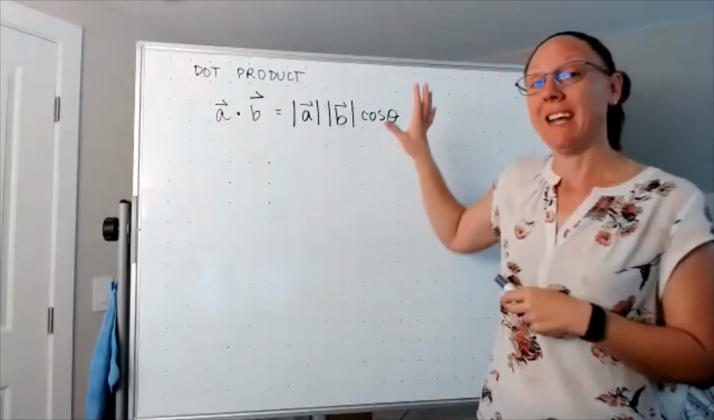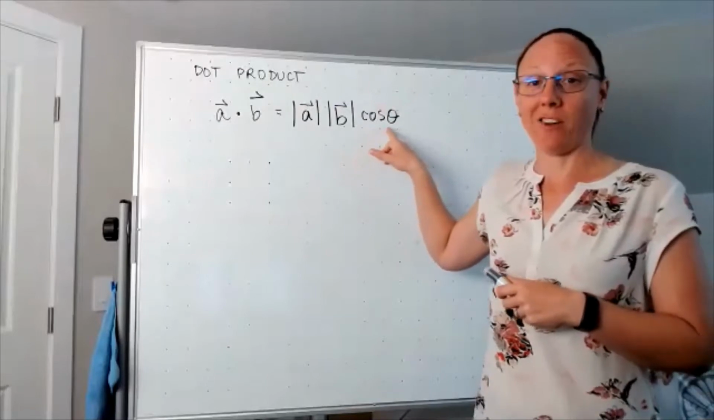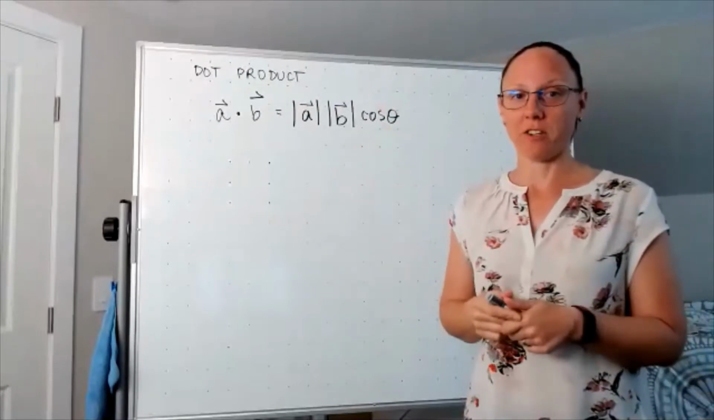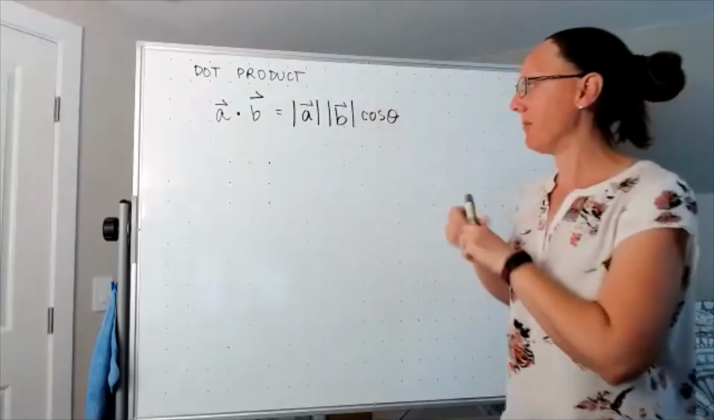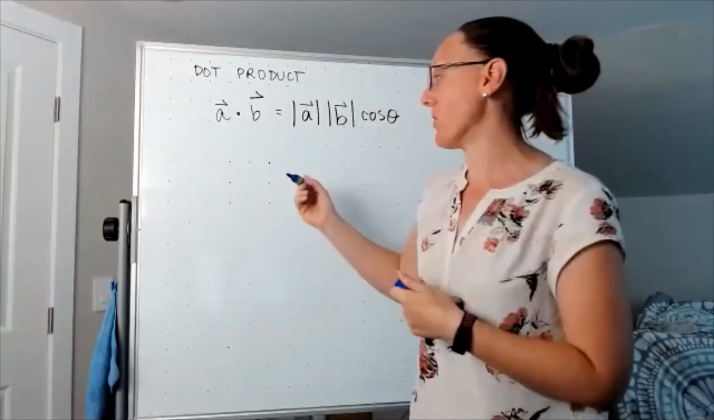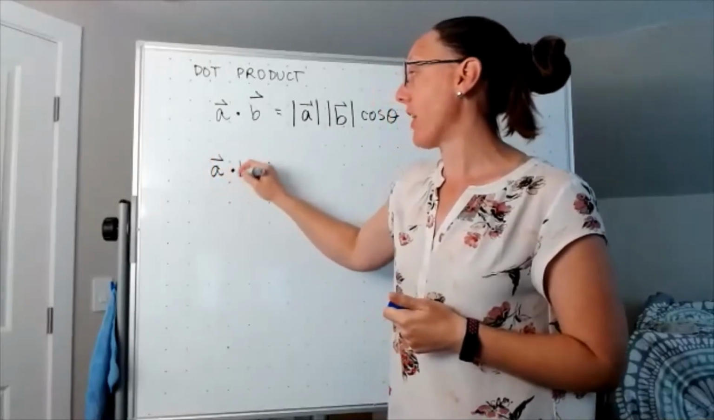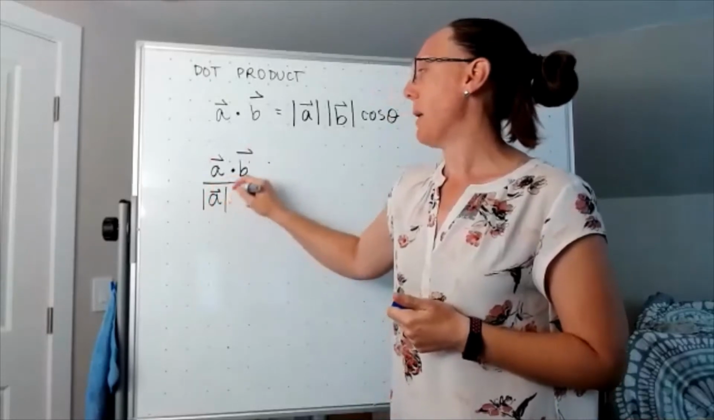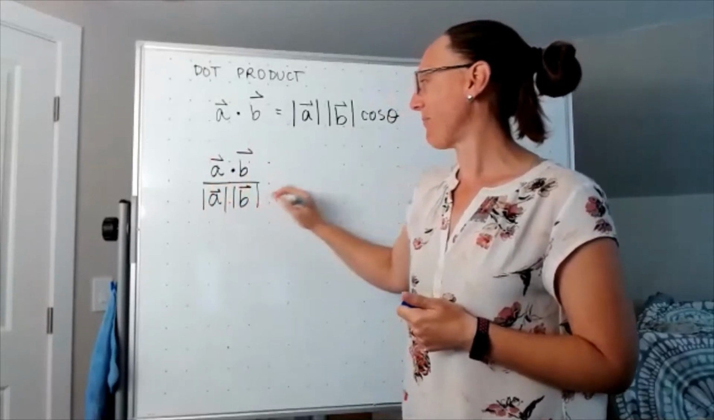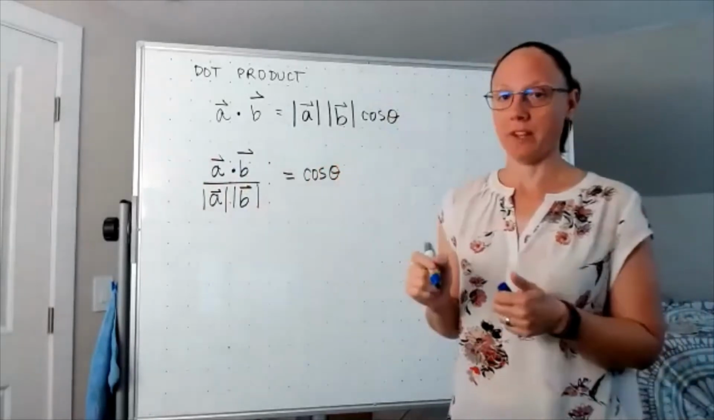In particular, it's this side of the equation that's going to allow us to find that angle theta between 2 vectors. The way we're going to do that is to rearrange this equation by dividing by the magnitudes of A and B. So I'd have my vector A dotted with my vector B divided by the magnitude of A, magnitude of B. That whole thing would be equal to cosine of the angle between them.